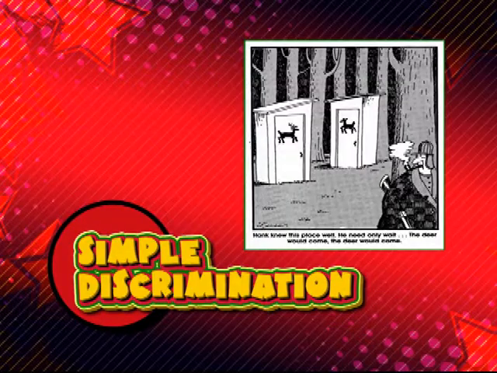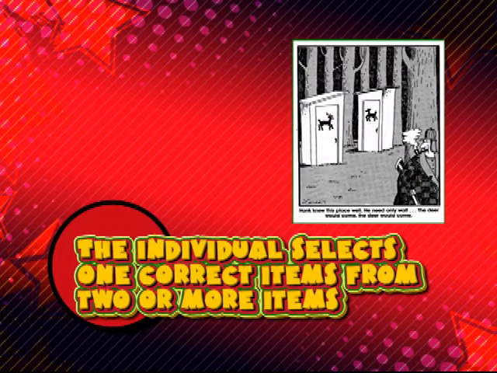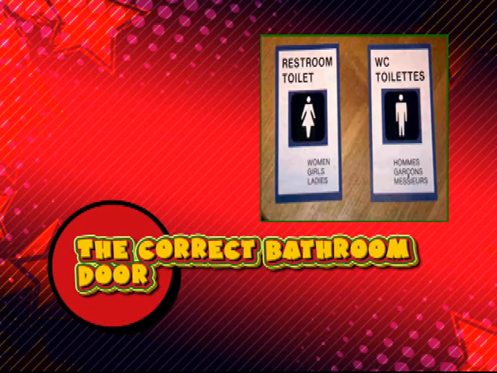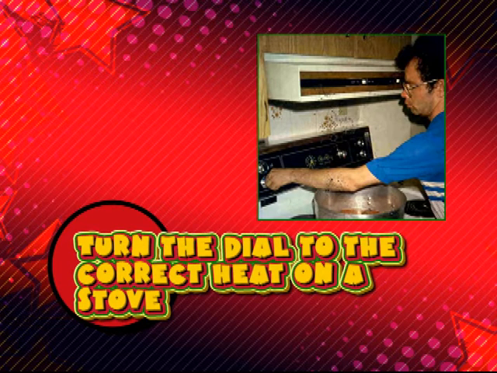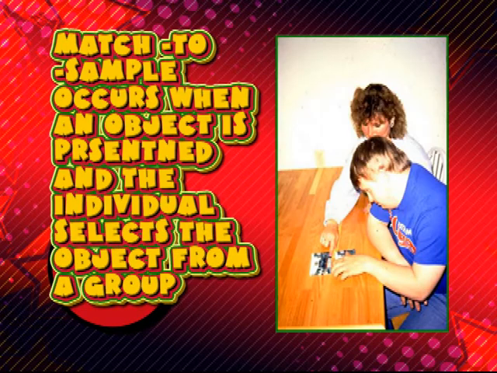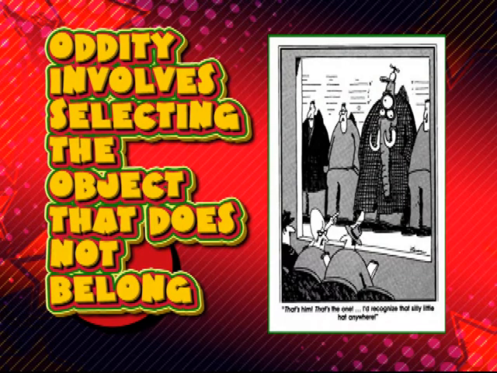The red one. Simple discrimination occurs when an individual selects a correct item from two or more items. Simple discrimination takes place when an individual selects the correct washroom door or turns the stove dial to the correct position. Match to sample occurs when an object is presented and the individual selects the object from a group. Oddity involves selecting the object that does not belong. The purpose of these learning activities is to make task acquisition easier and faster.